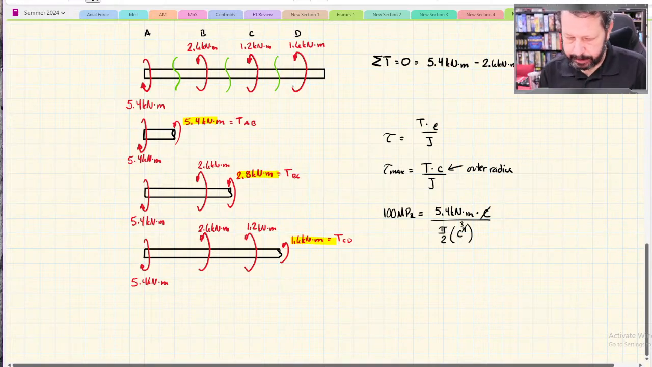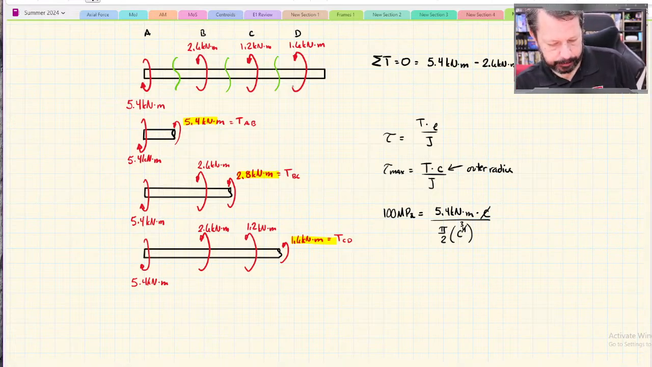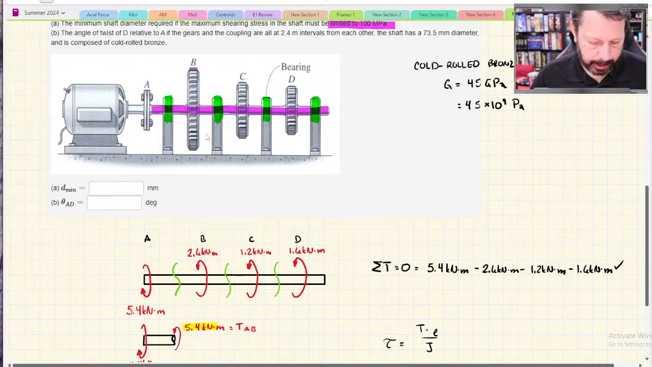Let's get my calculator out. 100 megapascals, pi over 2. And then let's take our 5,400 newton meters and divide by the coefficient that's with the c cubed. And then let's take the cube root of that number. So let's raise that to the 1/3 power. And that's going to be a radius, and this probably is asking me for diameter. So let's multiply times 2.